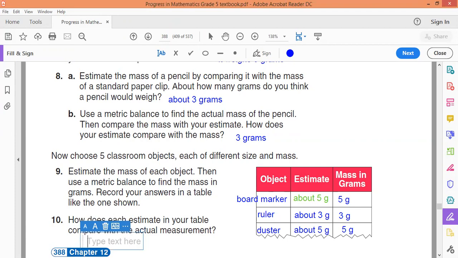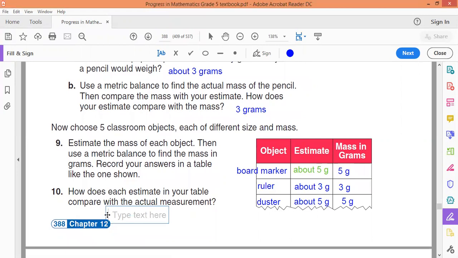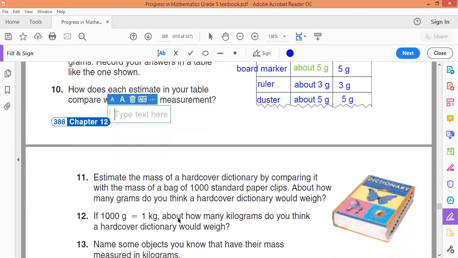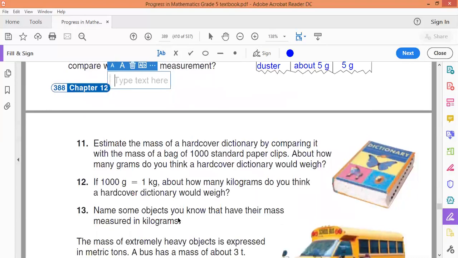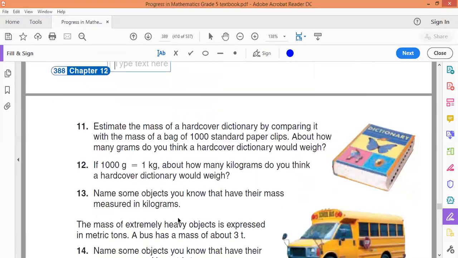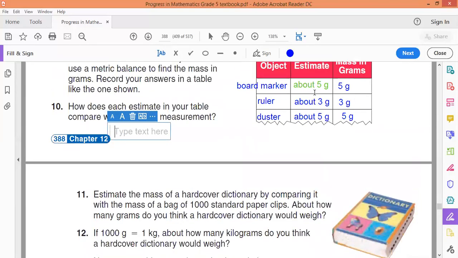How does each estimate in your table compare with the actual measurement? Okay, let's skip this question. Move to the next one. Question number 11. Teacher, most of these questions need a metric balance. None of us have a metric balance. Okay, we don't have the metric balance. Now next, question number 11.